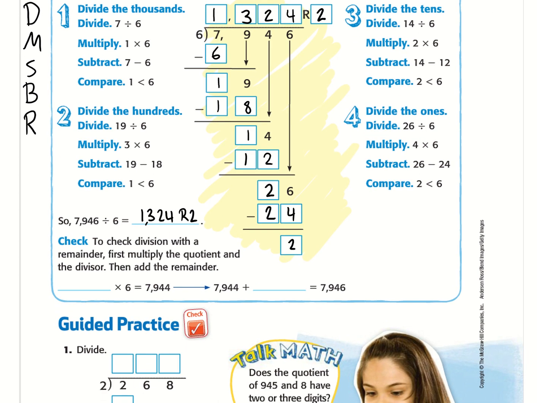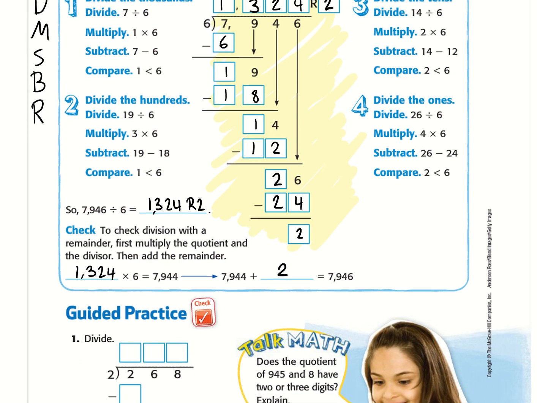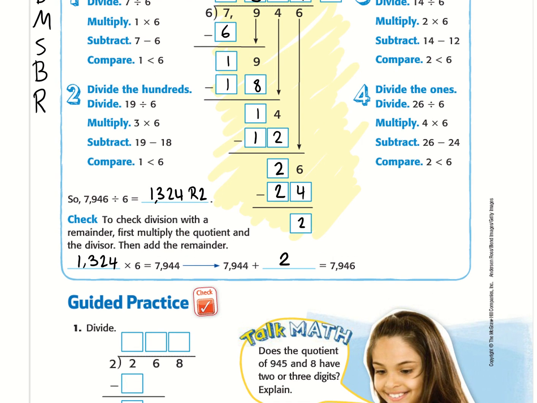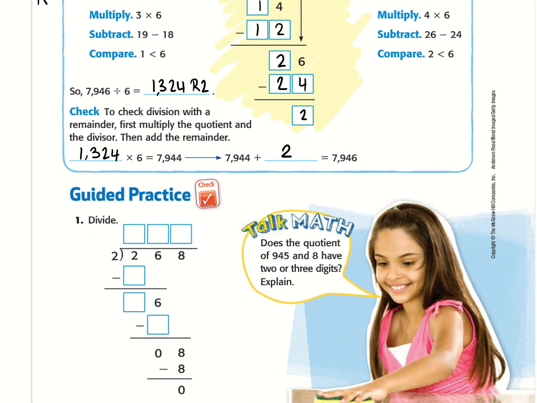So we can check our work. I would just plug this into the calculator. We get 7,944, and then we have to add our remainder to get 7,946. I know I said one of these numbers wrong, but you get what I mean.